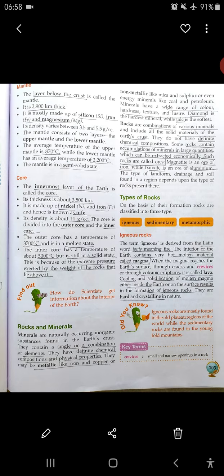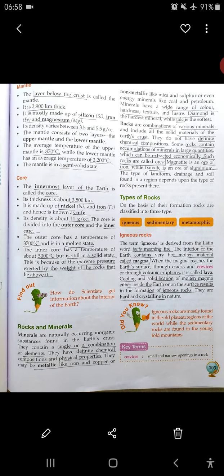Now the mantle is in semi-solid state. One more information about mantle is that it is in semi-solid state. It's not a solid state or liquid state, it's semi-solid. It's not totally solid, not totally liquid, it is semi-solid. Okay. Now we will move to core.